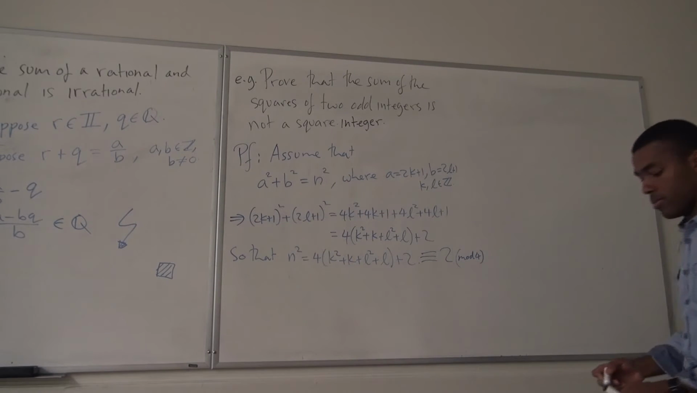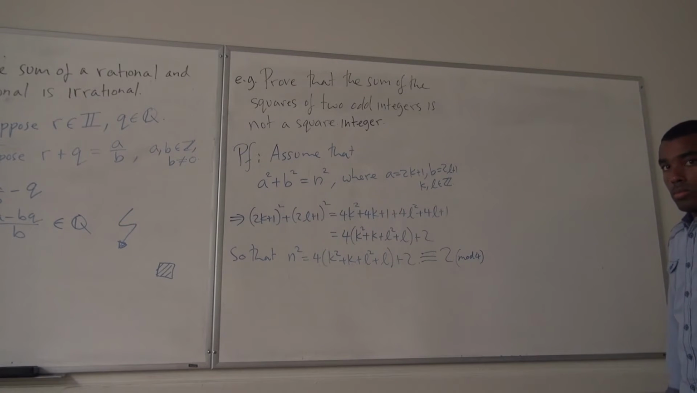Why is that a problem? Because square root of 2 is not an integer. What? Square root of 2 is not an integer? Yeah, but this is a mod thing. How do we know that that translates to n squared minus 2 plus k plus l squared plus l and so on equals 4 times some number?